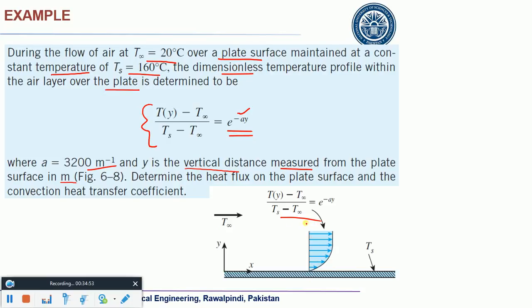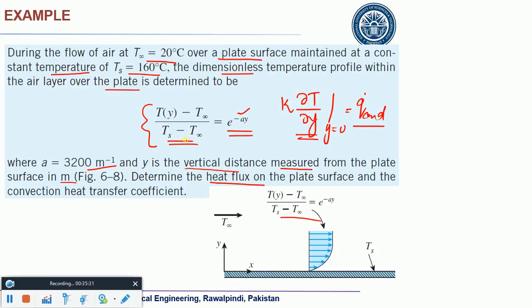You see, this is the temperature profile which is given. You need to find out the heat flux on the plate surface. Now, what do you mean by heat flux on the plate surface? Whether it would be conductive or convective. On the plate surface, it would be conductive or convective? Conductive, right? So it means at y equal to 0, this would be your required heat flux.